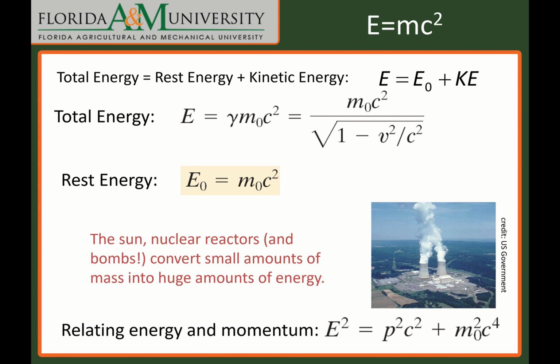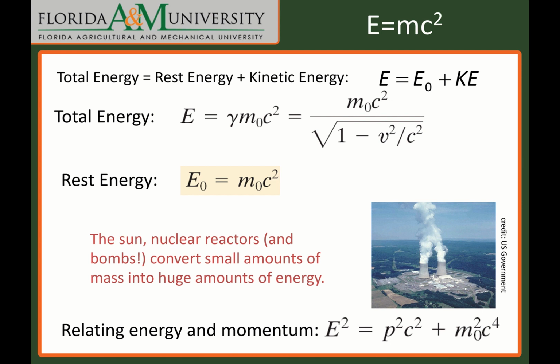But that rest energy, E equals m0 c squared, that's the equation E equals mc squared that you always see when you see Einstein, right? So Einstein said E equals mc squared. So what that means is that any object, even if it's not moving, if it has a mass, it has an energy built into it. And we can get that energy out by using nuclear reactions. So the sun and nuclear reactors, nuclear bombs, what they do is they convert small amounts of mass into huge amounts of energy.